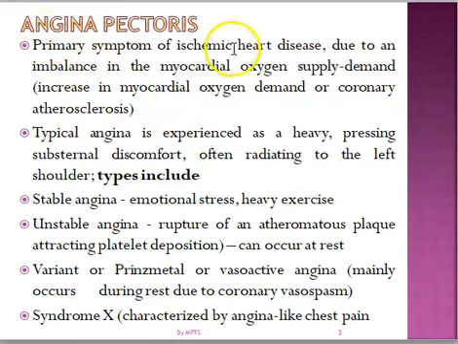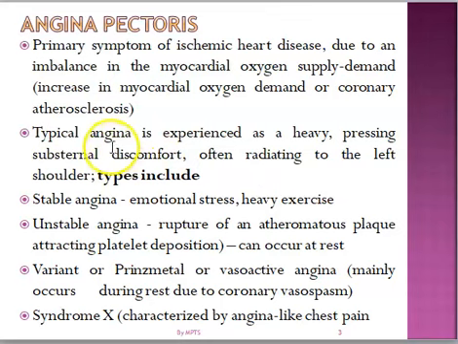Of course, this is a primary symptom of ischemic heart disease. This is, as I said earlier, due to an imbalance between my oxygen supply and demand, or an increase in my oxygen demand, or coronary atherosclerosis, or due to the thrombi or plaques within the coronary arteries, the arteries which supply the heart itself. Now, typical angina is experienced with a heavy pressing substernal discomfort. I hope we know that, often radiating to the left shoulder. Again, there are other symptoms and the pathophysiology which we shall explain later on.